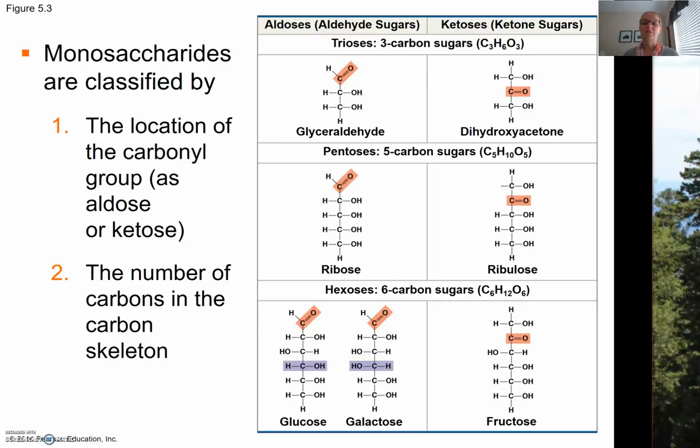And then lastly, on the bottom, we have our hexoses. These are our 6 carbon sugars. This is typically what we would think of when we hear the term monosaccharide. So your glucose, your galactose, your fructose.